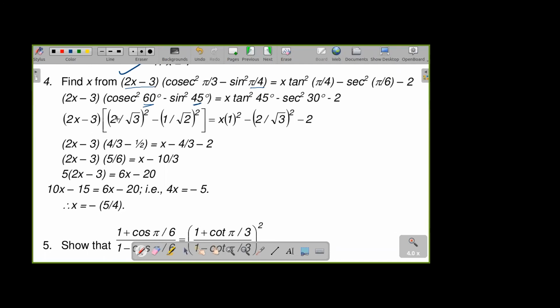So next we have to just put the values like cos 60 we have 1 by 2, just put the values. Sin 45 1 by root 2, tan 45 1, sec 30 2 by root 3, and now 2x minus 3, and this whole square will be 4 by 3 minus this whole square will be 1 by 2, and 1 square is 1, that is x into 1, x, and minus 2 by root 3 whole square is 4 by 3 and minus 2. So now this is just simple equation.